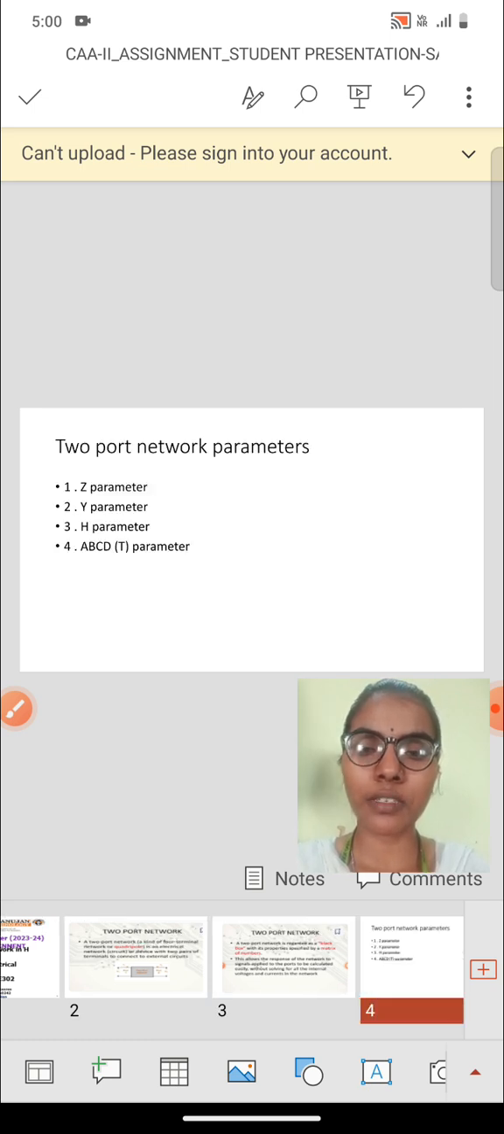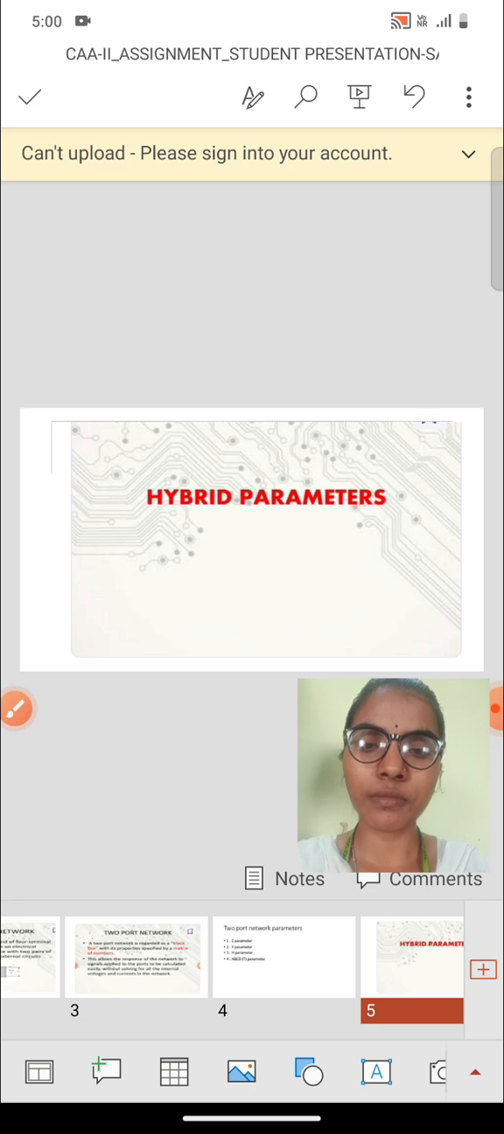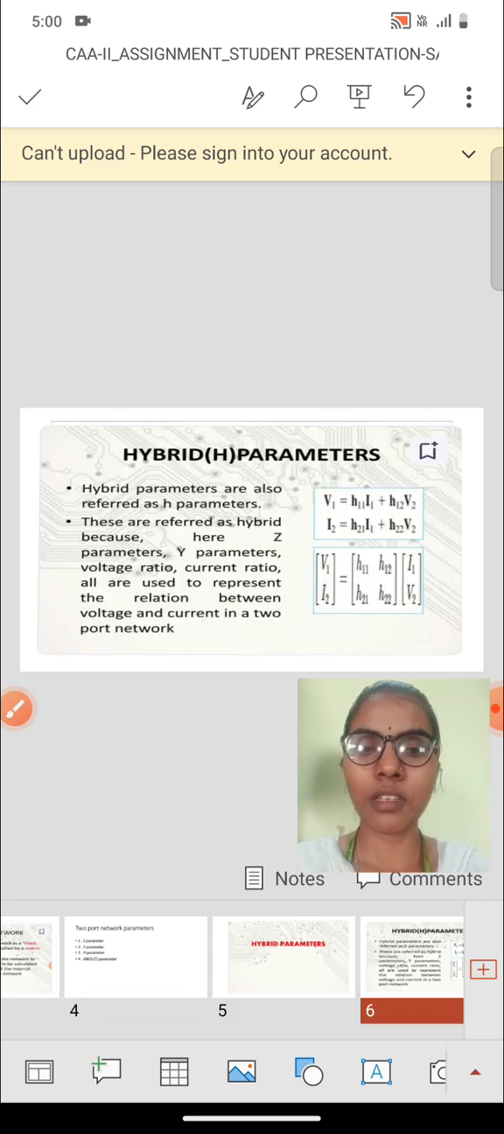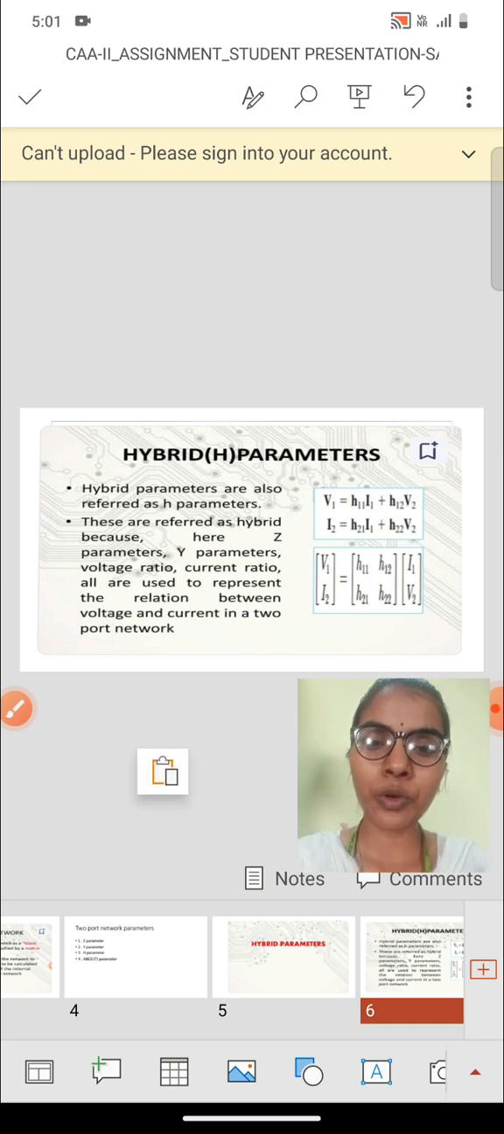Two-port network parameters. Number 1, Z parameters. Number 2, Y parameters. Number 3, H parameters. Number 4, ABCD T parameters. Hybrid parameters are also referred to as H parameters. These are referred to as hybrid because here Z parameters, Y parameters, voltage ratio, and current ratio all are used to represent the relation between voltage and current in a two-port network.